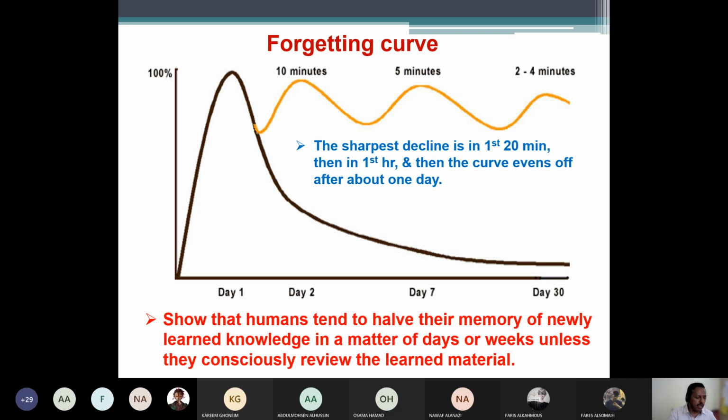It says that if you don't revise, the information will be reducing tremendously. And if you go on repeating the things, it will be reducing the time for repetition as well as the information is going into the deep memory. Got it? Yes.